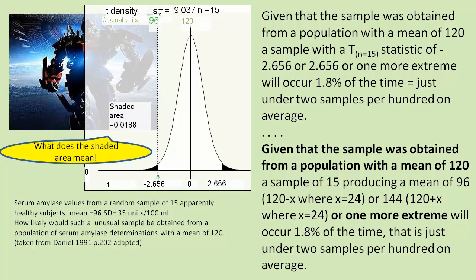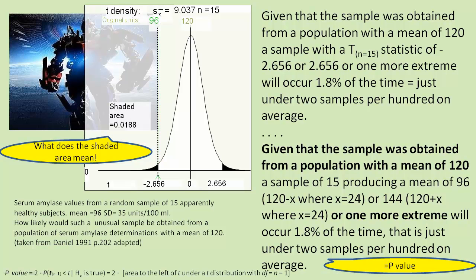We can simplify this sentence slightly and say, given that the sample was obtained from a population with a mean of 120, a sample of 15 people producing a mean of 96 or 144 or one more extreme will occur 1.8% of the time. That is just under 2 samples per 100 on average would have a mean value of this or one more extreme. Notice that I interpreted unusual to mean here a difference in either the positive or negative direction. And, as you know, we define this as a p-value.